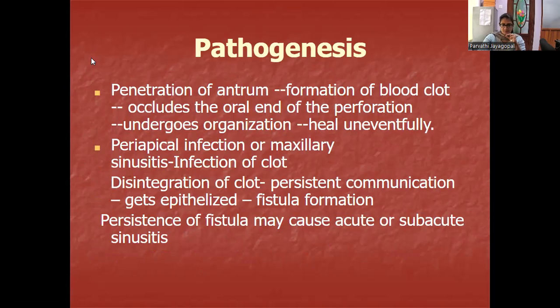Coming to the pathogenesis. Once there's a penetration into the antrum, be it from any cause, there's usually the formation of a blood clot, which occludes the oral end of the perforation. This undergoes organization and healing takes place uneventfully. Now, in case there is a periapical infection or infection in the maxillary sinus, the clot usually gets infected and disintegrates, as a result of which the persistent communication gets epithelialized and there's a fistula formation. So it is actually the fate of the clot which decides the formation of a fistula.